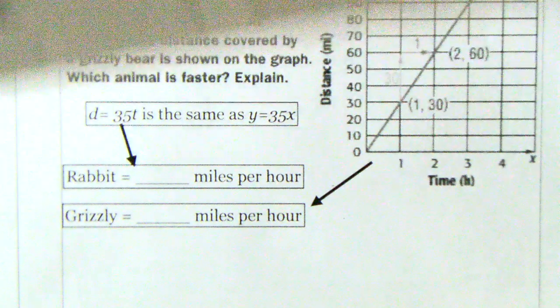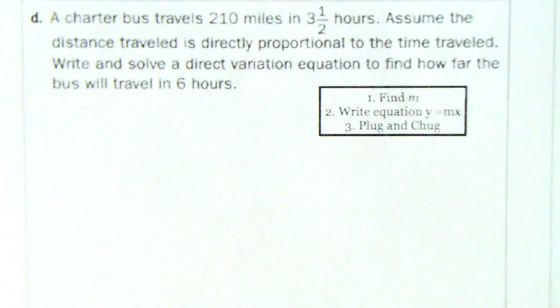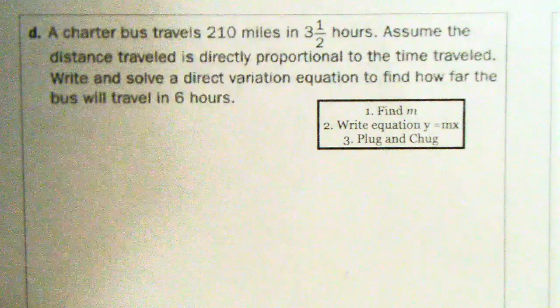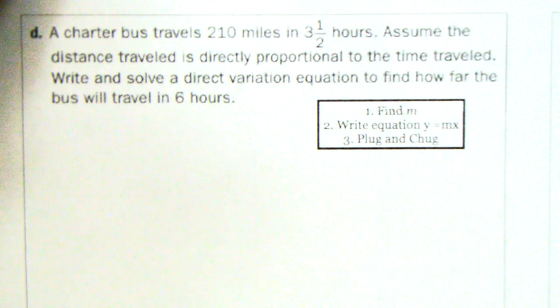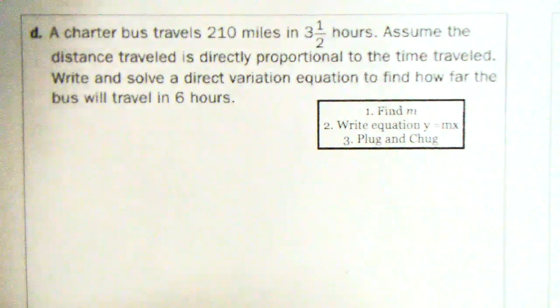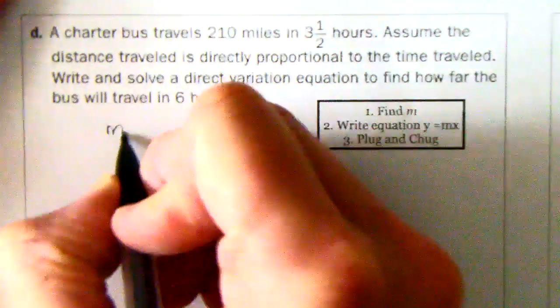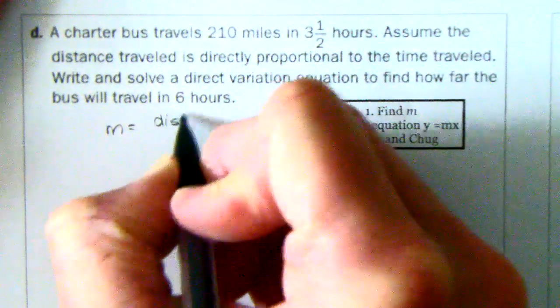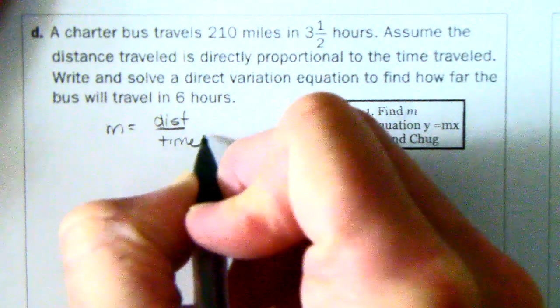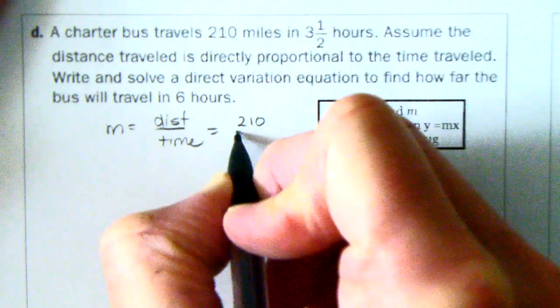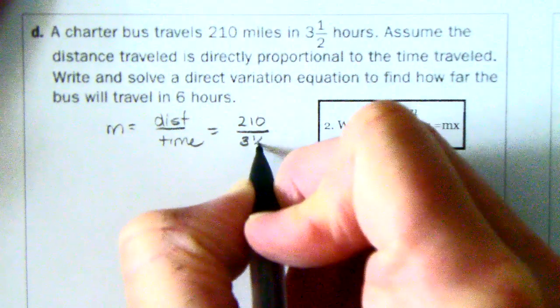Okay, on to the next page. We're just going to do one more for today. Then we're going to move on, and you're going to get your worksheet out. Okay, a charter bus travels 210 miles in 3.5 hours. Assume the distance traveled is directly proportional to time. So our constant is found by distance over time, in other words, 210 miles over 3.5 hours.